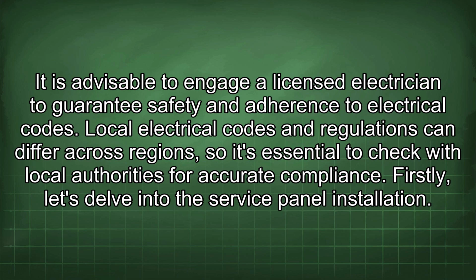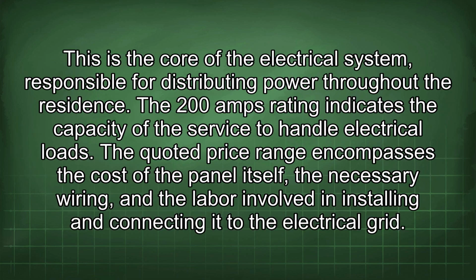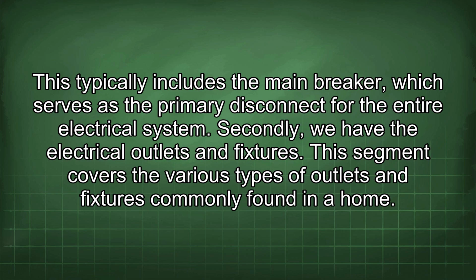Firstly, let's delve into the service panel installation. This is the core of the electrical system, responsible for distributing power throughout the residence. The 200 amps rating indicates the capacity of the service to handle electrical loads. The quoted price range encompasses the cost of the panel itself, the necessary wiring, and the labor involved in installing and connecting it to the electrical grid. This typically includes the main breaker, which serves as the primary disconnect for the entire electrical system.